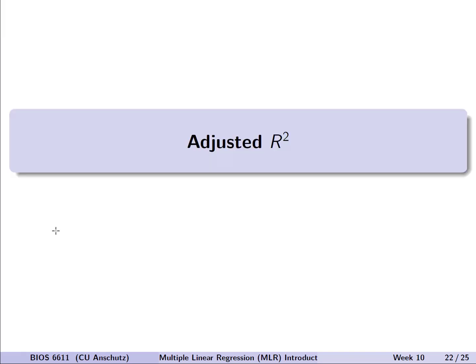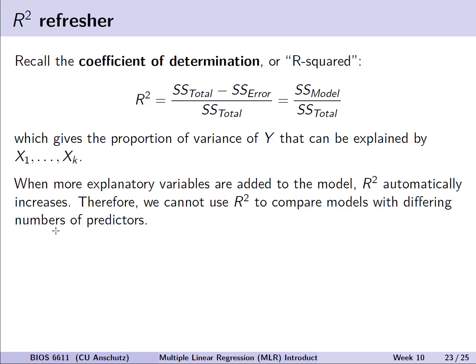So to wrap up this lecture, we just want to note another modification when transitioning from simple to multiple linear regression, and that's looking at how we can tweak our coefficient of determination, r squared. Remember, r squared is calculated as the ratio of the sums of square for our model over the sums of square total. This gives us the proportion of variance of y that can be explained by our predictor, or in our case here, predictors in multiple linear regression. However, when we add more explanatory variables to the model, this definition of r squared will always automatically increase or at least stay the same. Therefore, we can't really use r squared to compare models with differing numbers of predictors, because it will always look better to use a larger and larger model if we're simply trying to maximize our r squared.